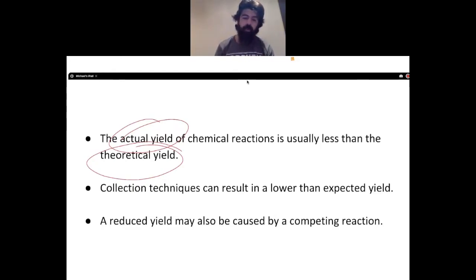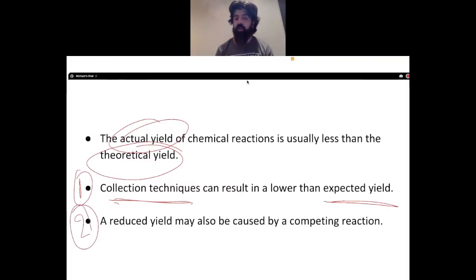Another thing that can occur, or part of the reason why you're not going to get the same results, is that collection techniques can result in lower than expected yields. That's one factor. A second factor is that there could be what is referred to as a competing reaction.